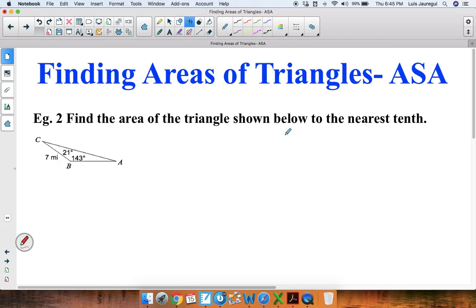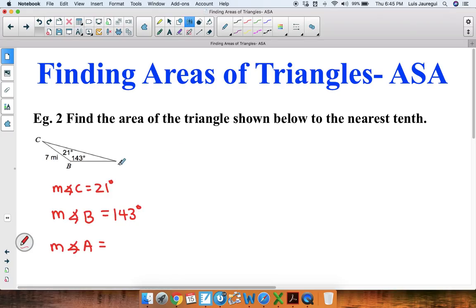Example 2, find the area of the triangle shown below to the nearest tenth. Okay, so let's go ahead and see what information we have. We happen to know the measure of angle C here is 21 degrees. We also happen to know that the measure of angle B is equal to 143 degrees. With that information, we can even find out what is the measure of angle A already. How do we do that?